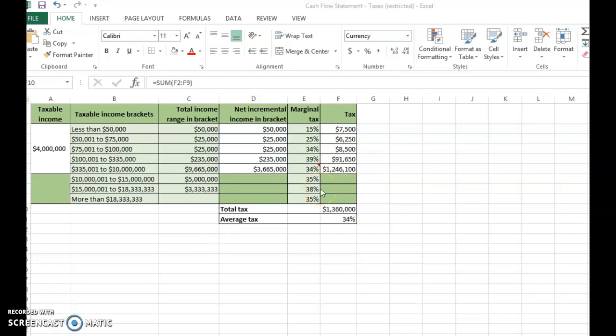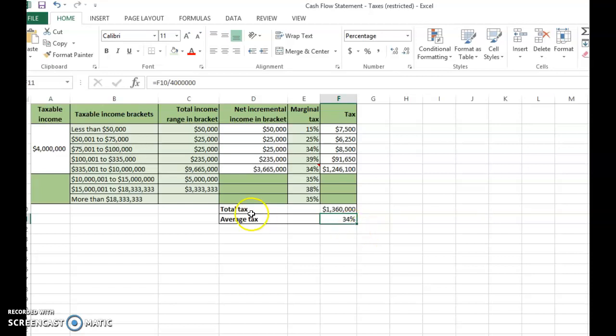Alright, welcome back to the seventh part. We were discussing the average tax rate. How do you compute the average tax rate here? The average tax rate is the total tax that you have computed here, the total of all this, divided by the 4 million taxable income. You get the average tax rate to be 34%.